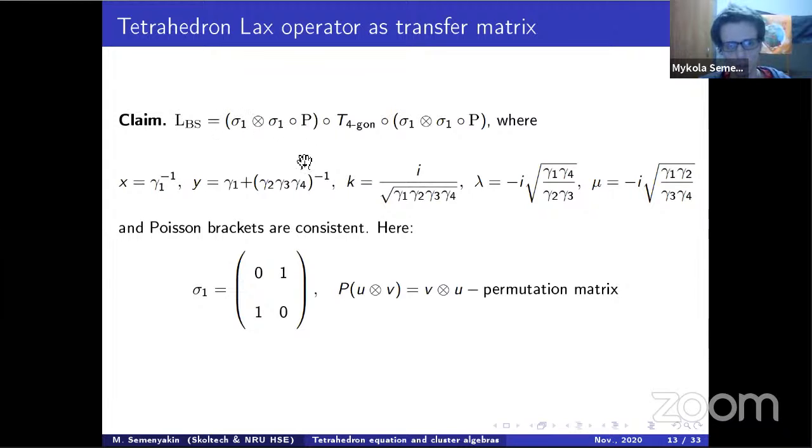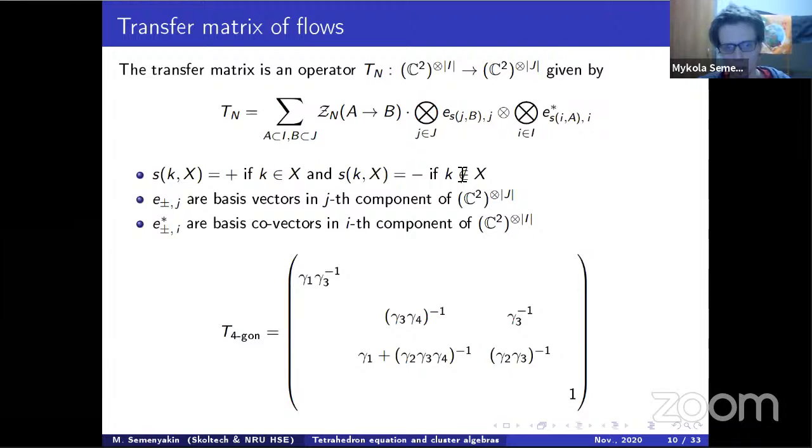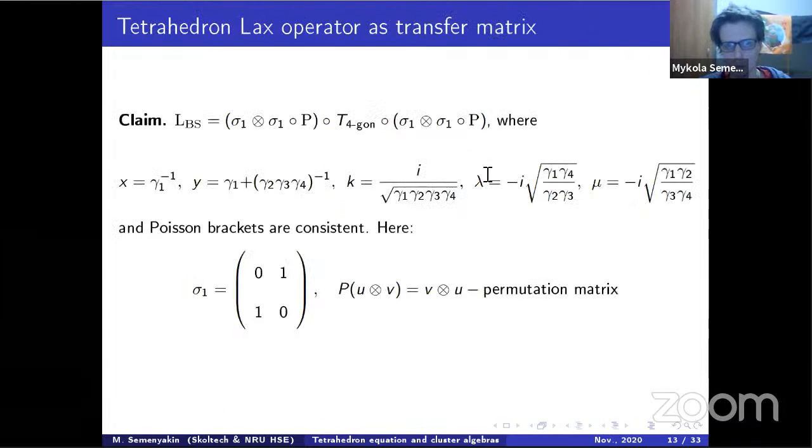And one of the two main statements of the previous part was that, properly conjugated by permutations, the transfer matrix of this four-gonal block, which is written here, is equal to the Bazhanov-Sergeev Lax operator, depending on x, y, k, and lambda and nu. And this is a mapping of variables, and the Poisson brackets are consistent. Questions here?